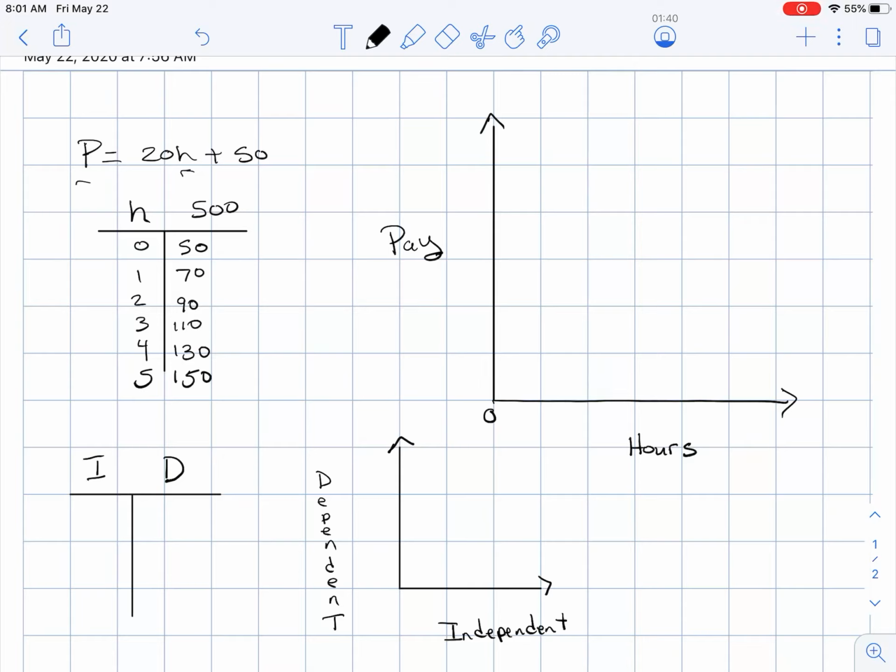Now when you title these graphs, the way you want to title them is always like this. I'm just going to put it down here as a guide. Dependent versus independent. So in this case, pay is dependent versus hours, and probably should put hours worked.